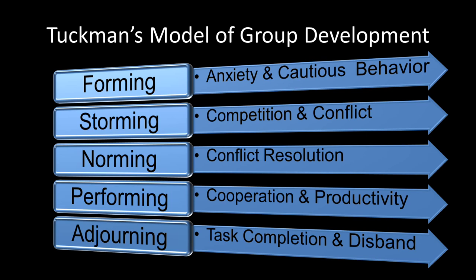But hopefully what happens after norming is that the group moves to performing, they actually engage in the development and work through throughput processes to get things done and be productive, and this is where groups become self-actualized and make things happen. Then the final stage that Tuckman later added on was this adjourning phase, and this means that the tasks or the group's work is completed and they eventually dissolve or disband or break up and become other things separate from what their original group was.